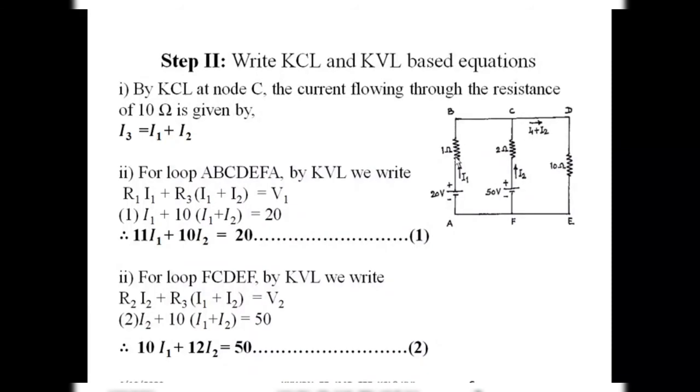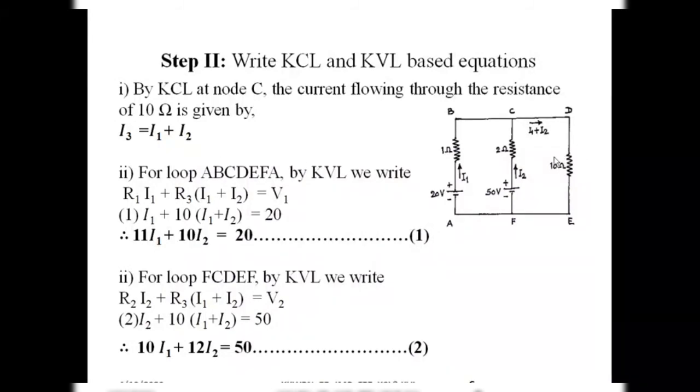It means that fall in voltage, the IR drop, should be taken as positive. Then we will move to the next branches. BC has no resistance, CD has no resistance, DE has a resistance, that is R3. The current through DE, as we already obtained from this KCL, is I3 equal to I1 plus I2.